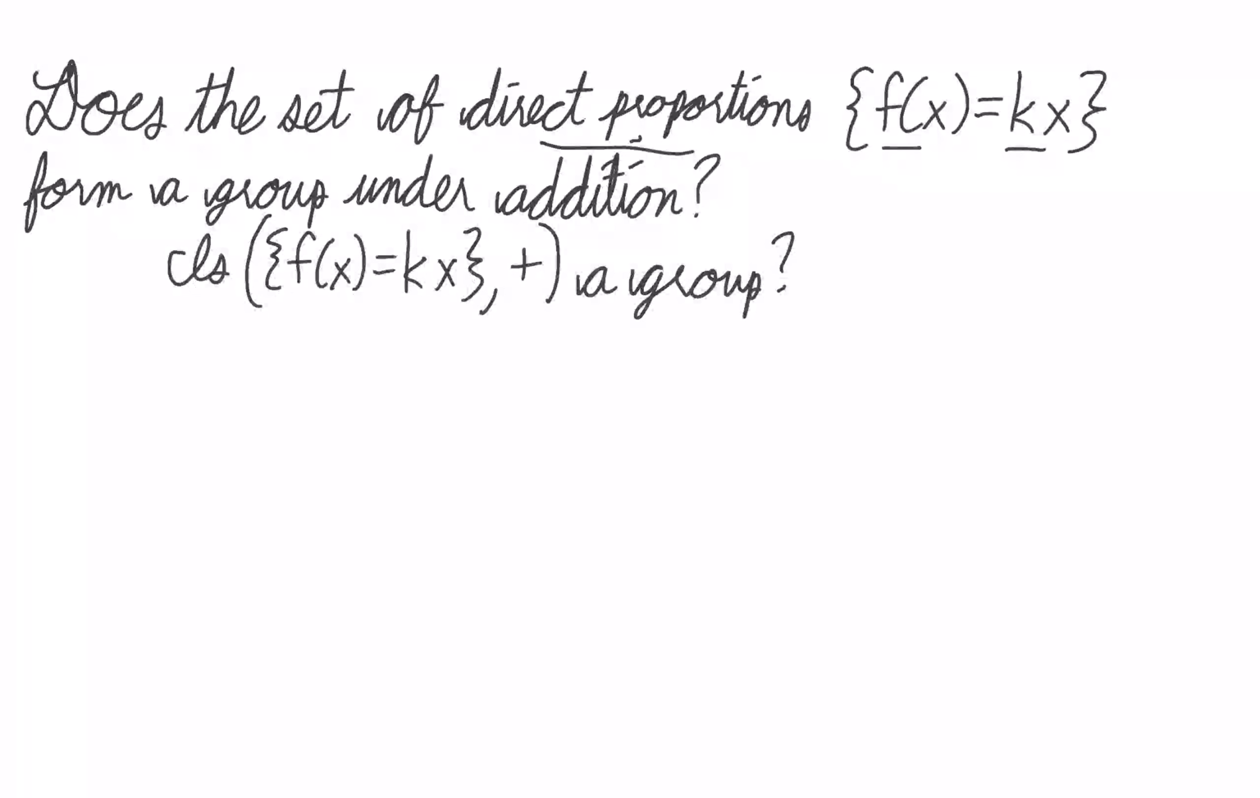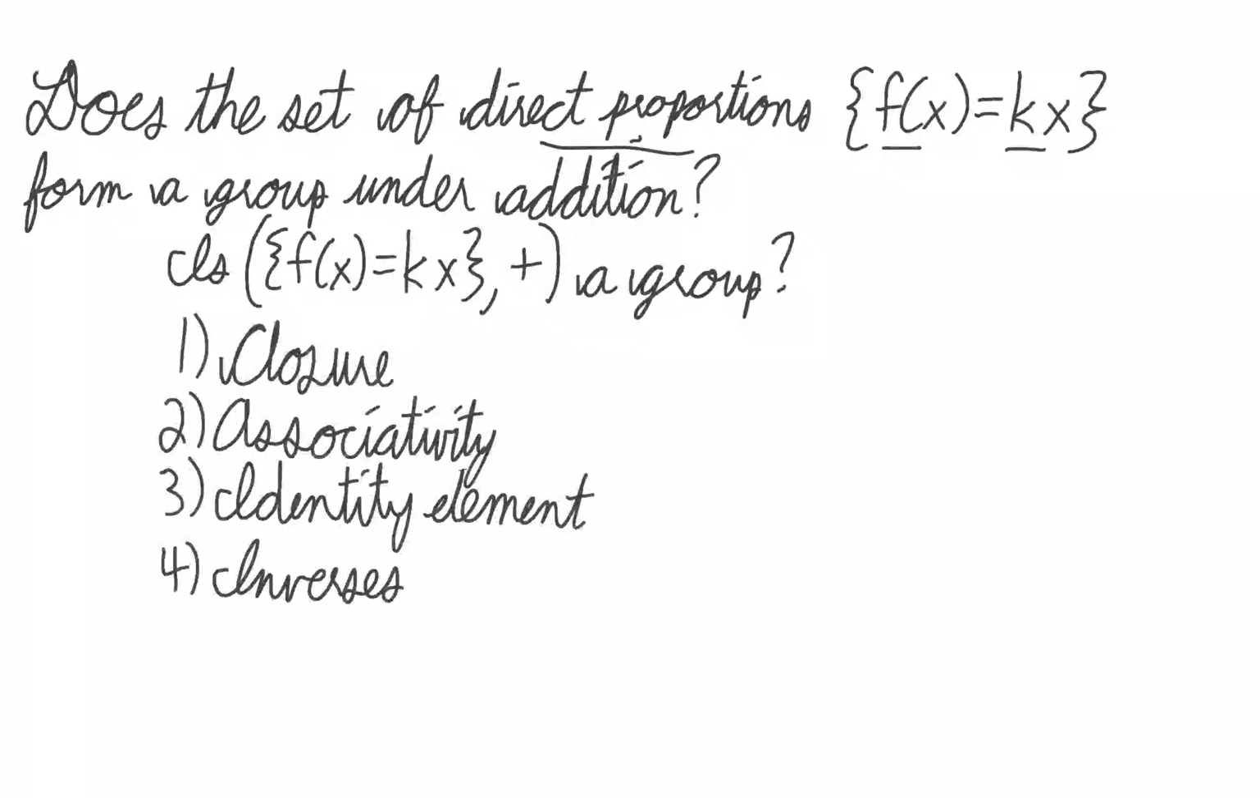So what we're really asking is whether this set, when we add with it, follows all four group axioms. Just as a reminder, those group axioms are closure, meaning that when you take two direct proportions, ax and bx, and add them, you get a third direct proportion. We can call that cx. It doesn't matter what letters you use, by the way.